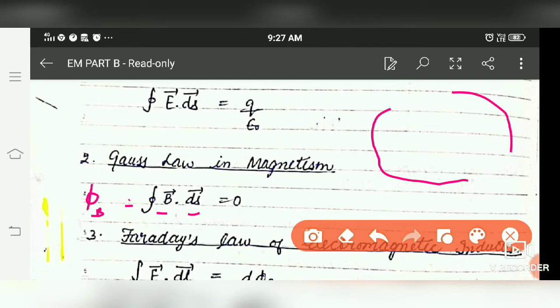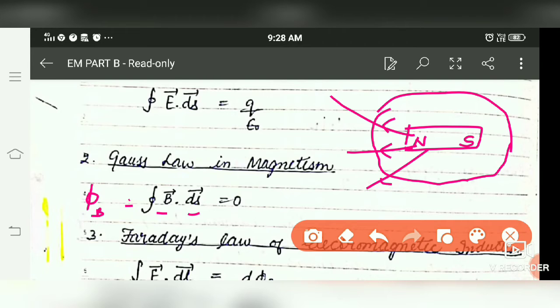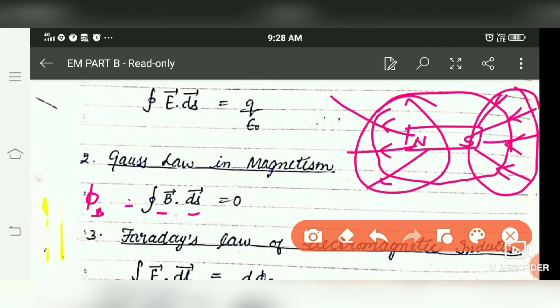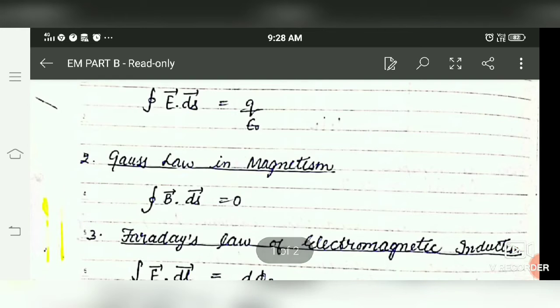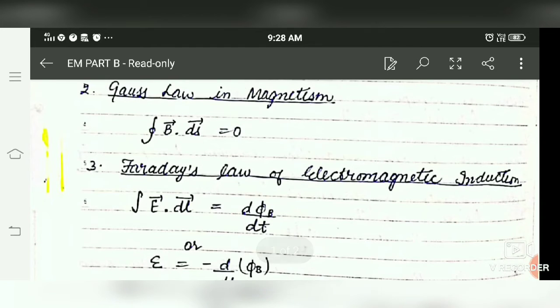Why? Suppose we have a closed surface and we have a magnet here. We know that a magnet always exists as a dipole. It never exists as a monopole. Since it exists as a dipole, the field coming outside the surface due to the north pole is equal to the field going inside the surface due to the south pole. So the flux going out and coming in are equal and opposite. As a result, the net magnetic flux through the closed surface is always zero because monopoles do not exist. So this is the second Maxwell equation.